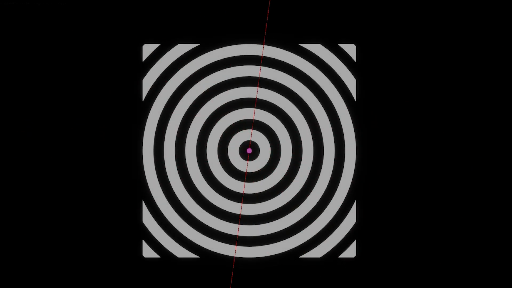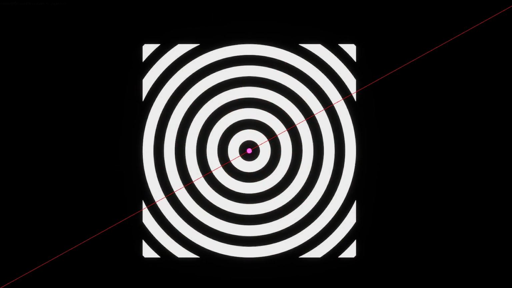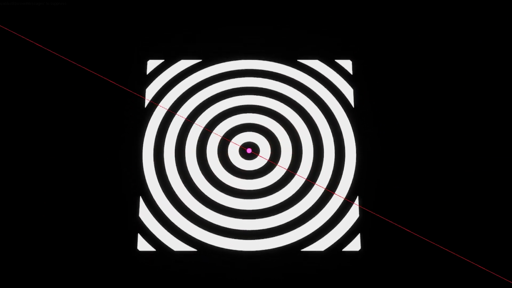To build better intuition of what is happening, I added the plane right below the spinning line.